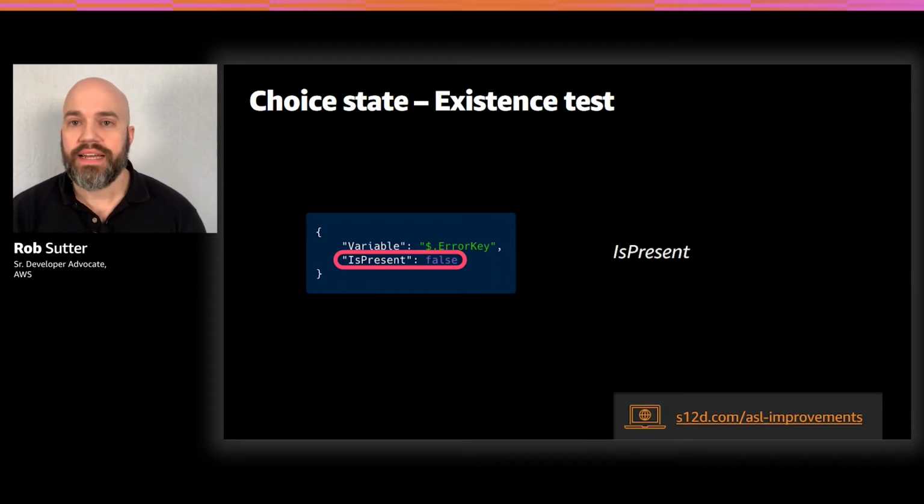Here you see on the slide an example of where we've checked to make sure that the error key is not present. This is a success condition. If it's not present, we move forward. You could also check to see if the error key is present or equal to true, and if it is, you branch down an error handling path.